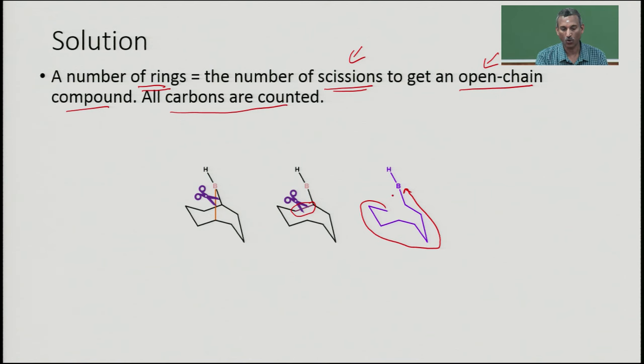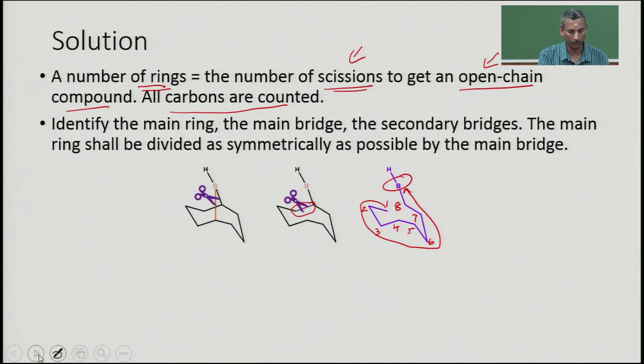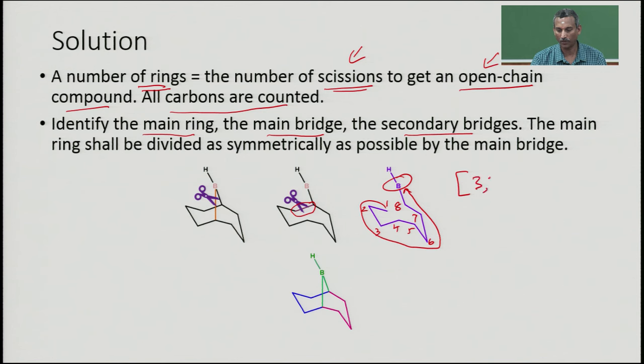Once we do that, then we will have to count how many carbons are there. So, let me start from here: 1, 2, 3, 4, 5, 6, 7, 8. So, total 8 carbons are there, and of course, we have a boron atom, a heteroatom, also involved in this particular case. So, this is how the whole molecule is written, and here we have to identify a few more additional things in the case of cyclic systems. So, what are they? We need to identify what is the main ring, then we have to identify what is the main bridge and how many secondary bridges are there, because you had seen the numbers 3, 3, 1. Those 3, 3, 1 are basically the main bridge and secondary bridges. So, that is how we are going to name this compound, and the main ring shall be divided as symmetrically as possible by the main bridge.